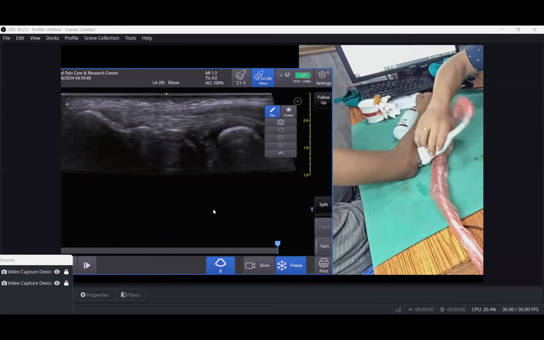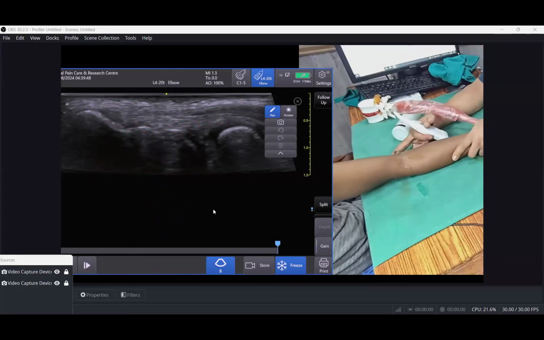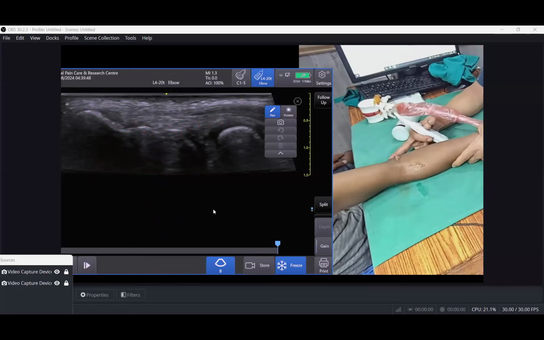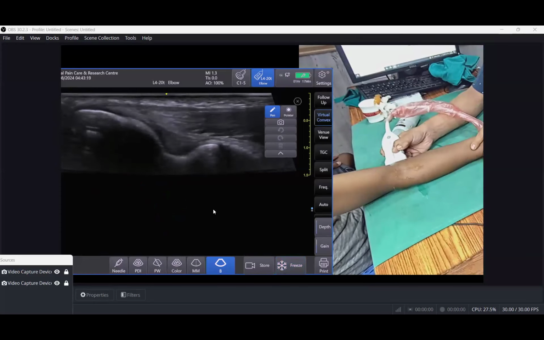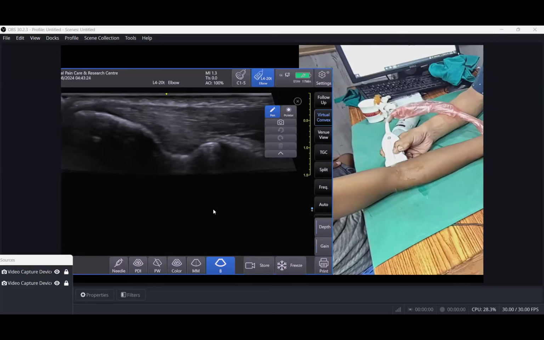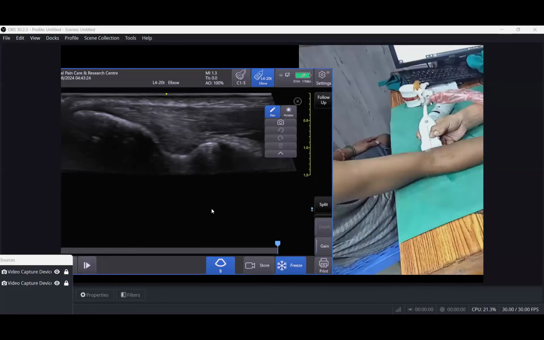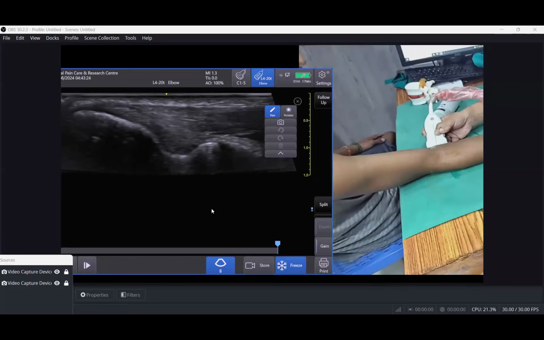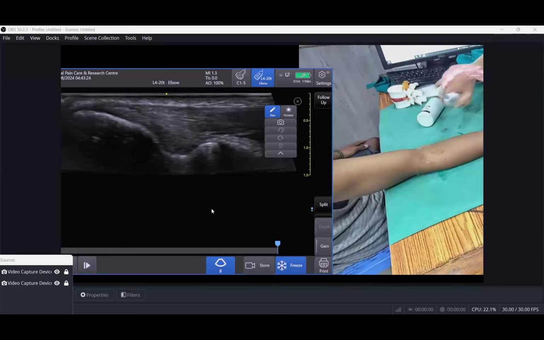Similar to that, if you palpate the medial aspect of the elbow joint and put your probe right over the medial epicondyle, similar to the lateral side, you can also see another slope. If I freeze here, see the position of my probe. I'm putting my probe along the long axis of the flexor muscle, just over the medial epicondyle. So you will get this kind of picture.